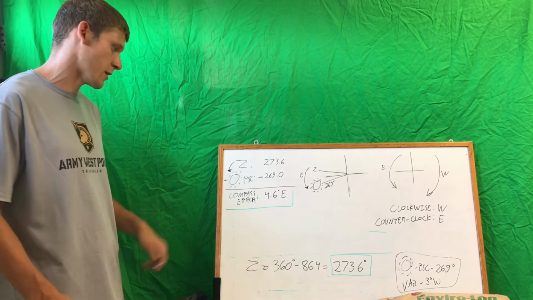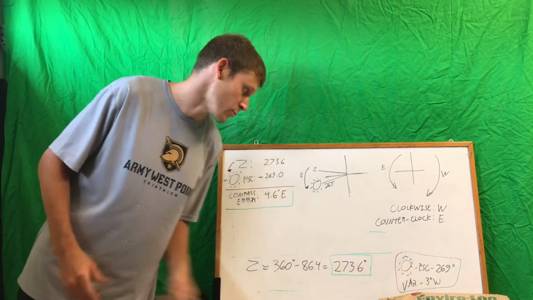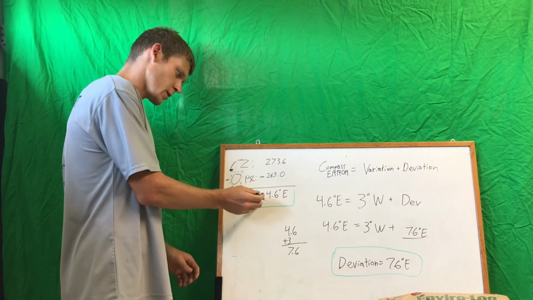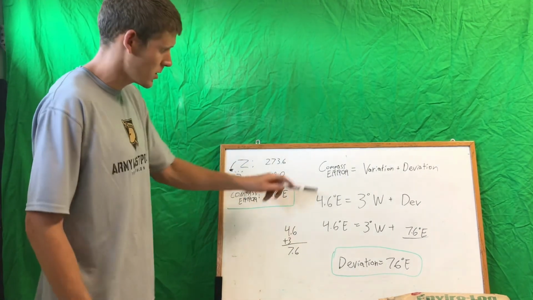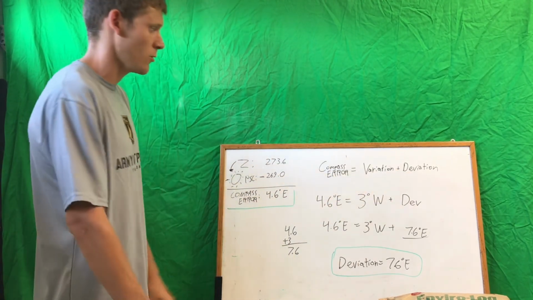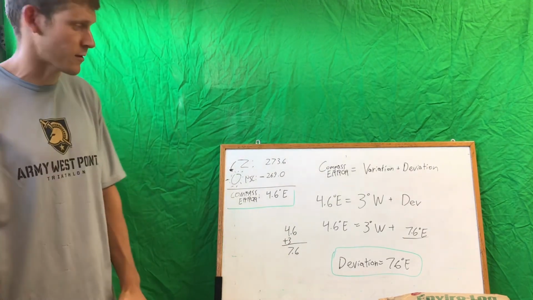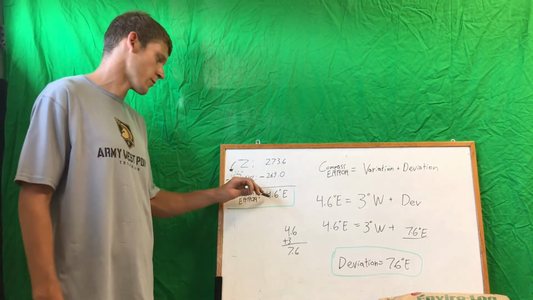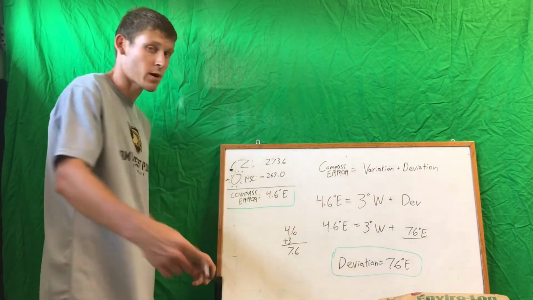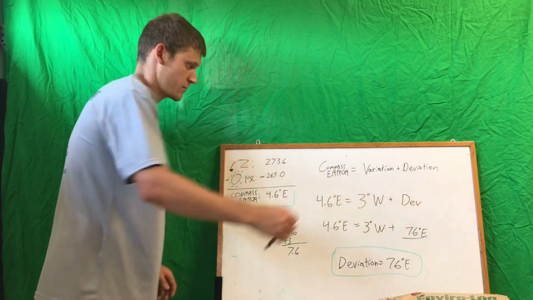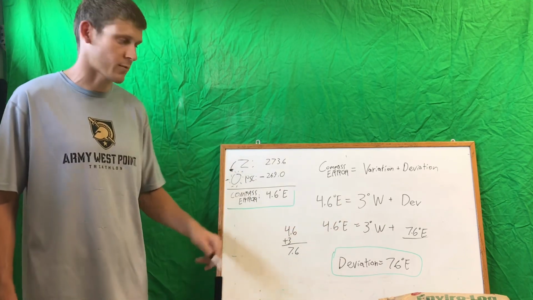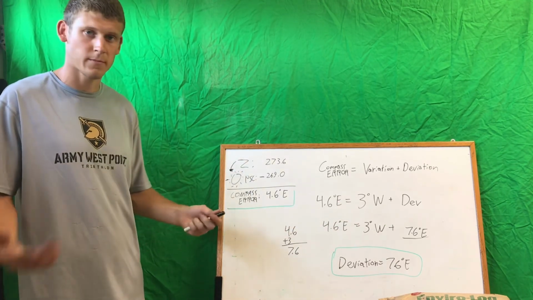Now we can use our compass error and the variation of 3 degrees west to find out what deviation is. Remember, compass error always equals variation plus deviation. When you combine your variation and deviation, that's your compass error. So our compass error was 4.6 degrees east, which equals our variation, which the problem told us was 3 degrees west, plus deviation. So this is just simple math now.